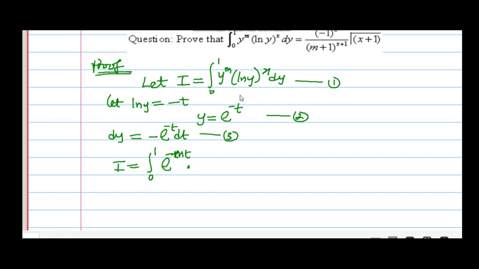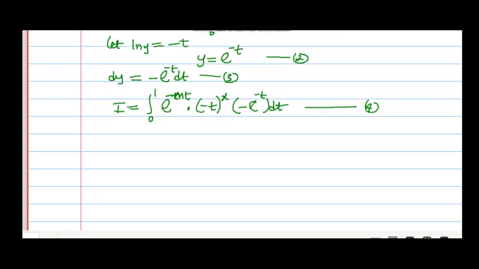Then multiplying by ln y, we have ln y equal to minus t already. So we have minus t here, then this raised to the power of x. Then dy. dy now is minus e raised to the power of minus t dt. And let's call this equation 4. So we are going to be solving equation 4.